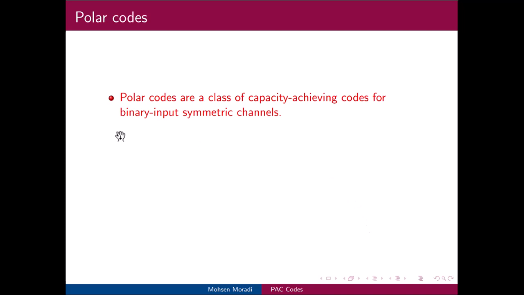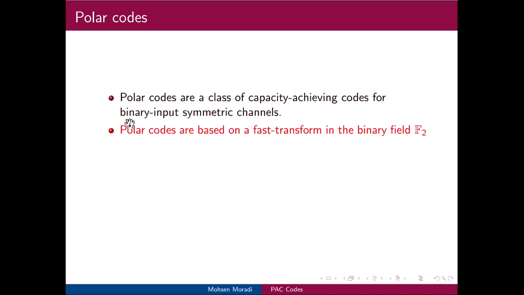Polar codes are the first class of capacity achieving codes for symmetric channels. Here, I'm saying binary input symmetric channels, but it is proven also for non-binary symmetric channels. We only limit our study to binary input symmetric channels. These codes are based on a fast transform in the binary field F2, as we are discussing binary input codes. And as we saw in the block diagram of the polar codes, the data vector D is embedded in a transform input, which we define by vector U. And we try to keep the same notation in all lectures.